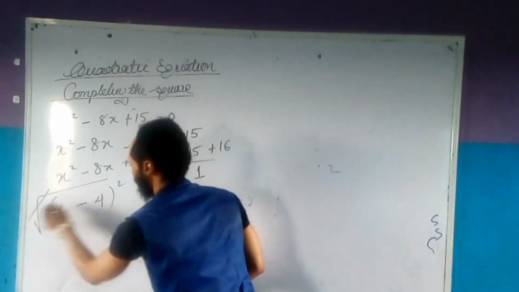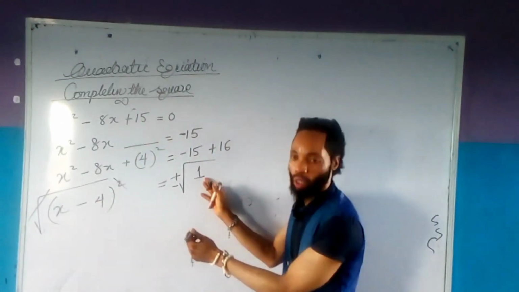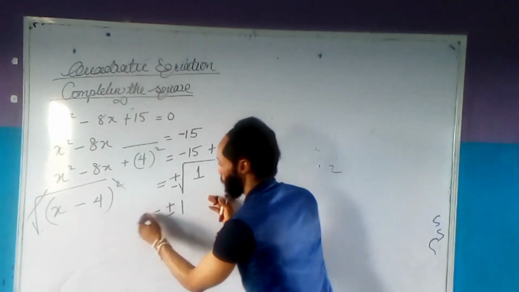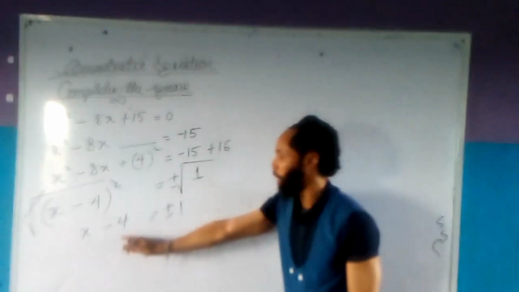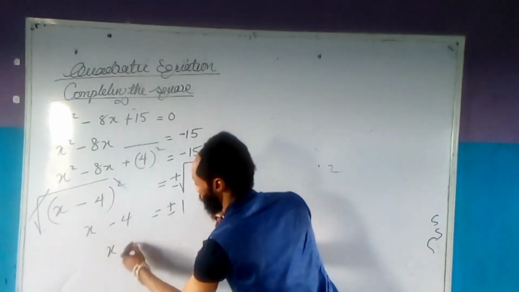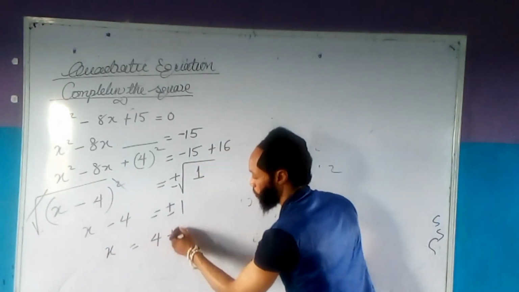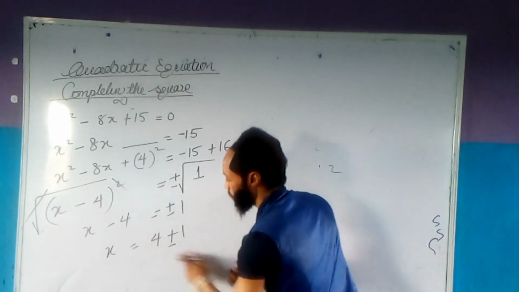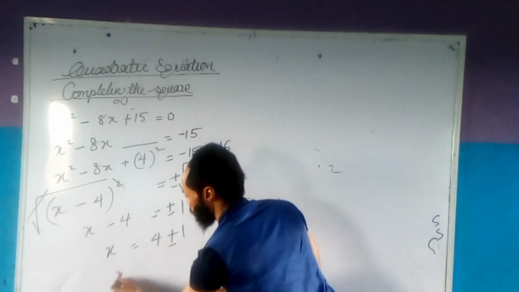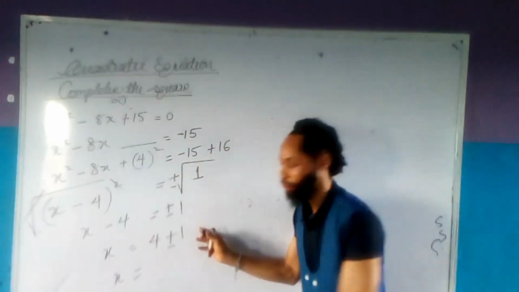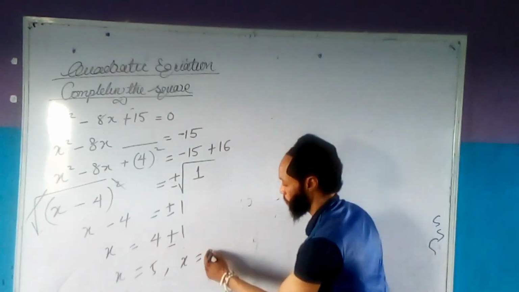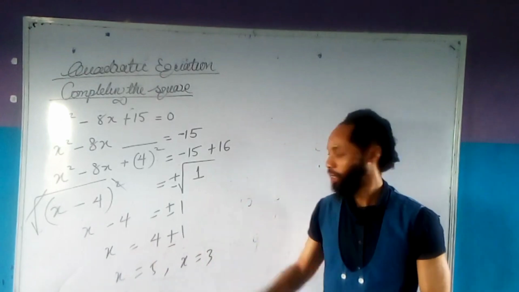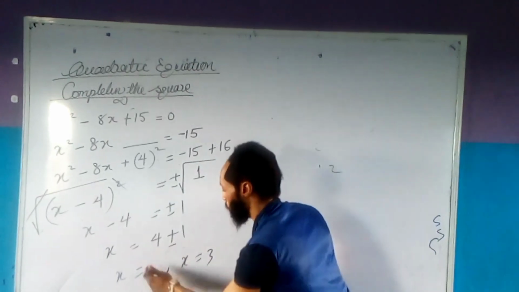So if you take this, cancel this, square root of 1 is what? Plus and minus 1 equals x minus 4. Are we together? Then to take this minus 4 to this other side, what are we going to have? Positive 4 equals plus and minus 1. So that's the value of x. So x will be 4 plus 1. Now the second value, x will be 4 minus 1, 3. So x is what? X is 5 and 3.